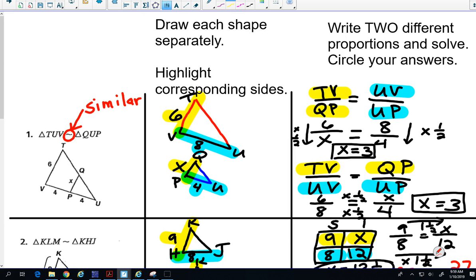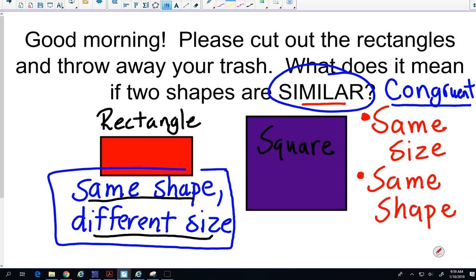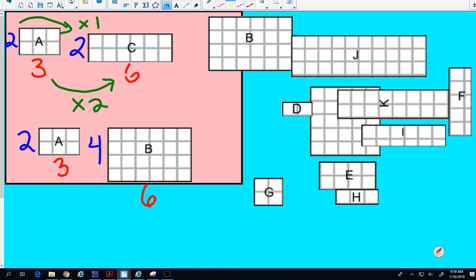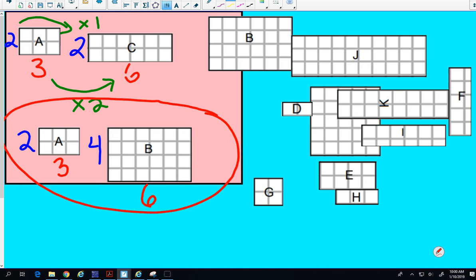Okay, here. So what you're looking for is A and B are actually the ones that are similar, because they have the same relationship between their side lengths. So if you look at 2 to 4, that's a times what relationship? Times 2. And then the 3 to 6 is also a times what?